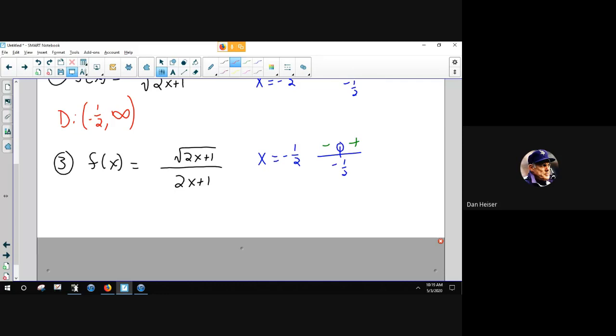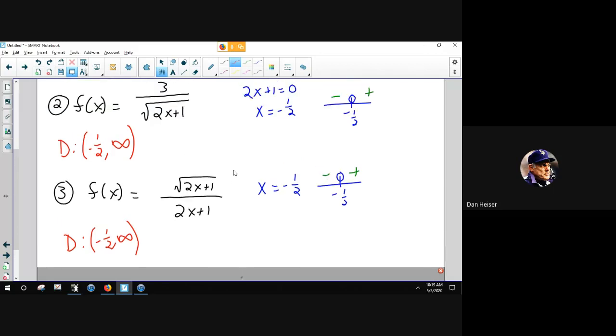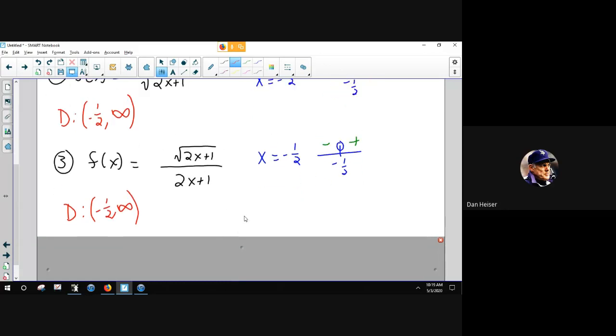If I plug in anything bigger than negative 1/2, I will be able to take the square root of that. And as long as I don't plug in negative 1/2 anywhere, I get a denominator that works. So here's our domain. As long as I don't plug in negative 1/2, anything bigger than that can be calculated. Same domain. Two different functions, same domain. Last one.